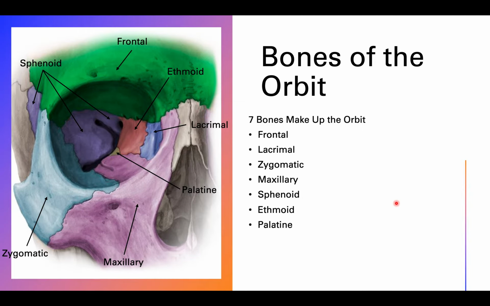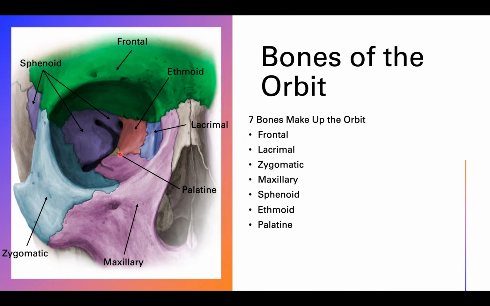Now I'll go over the bones of the orbit. Some of these bones might look familiar as they were just previously discussed. However, these are the bones that specifically make up the orbit, which is where the eyeball goes. There are 7 bones that make up the orbit, including the frontal bone, shown here in green, lacrimal, these tiny bones discussed before, smallest bones of the face, zygomatic, maxillary, sphenoid, ethmoid, and palatine.